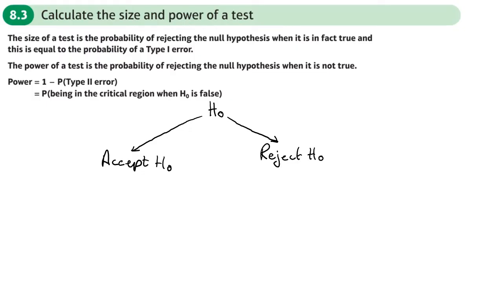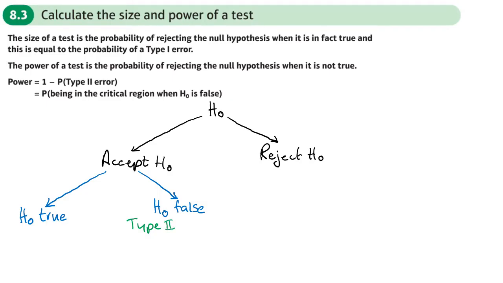Now, we may accept or reject correctly or incorrectly. So it could be that we accept H0 and H0 is true. That's fine. Yeah, we accept H0, H0 is true. That's not a problem. It could be that we accept H0, but H0 is not true. H0 is false because there's been some sort of change to the mean or the probability. And this is what we call a type 2 error.